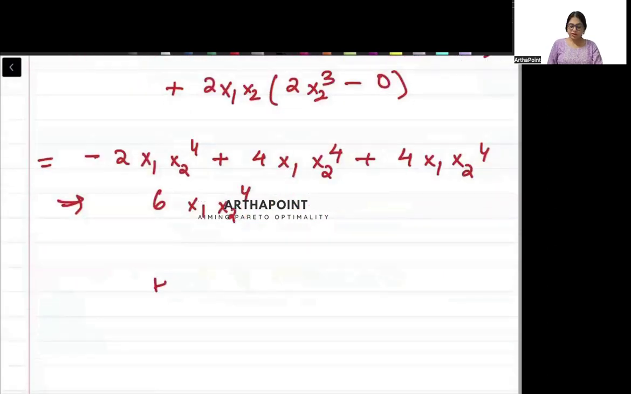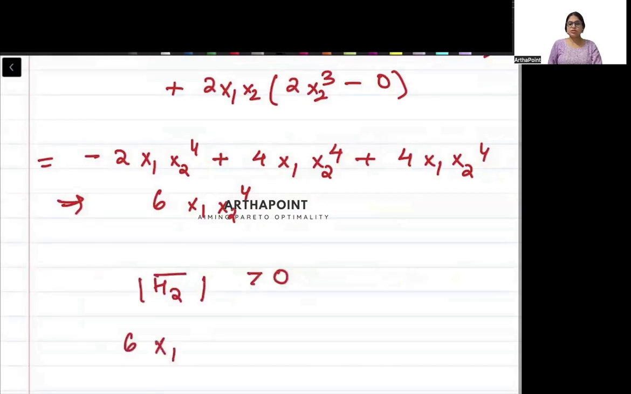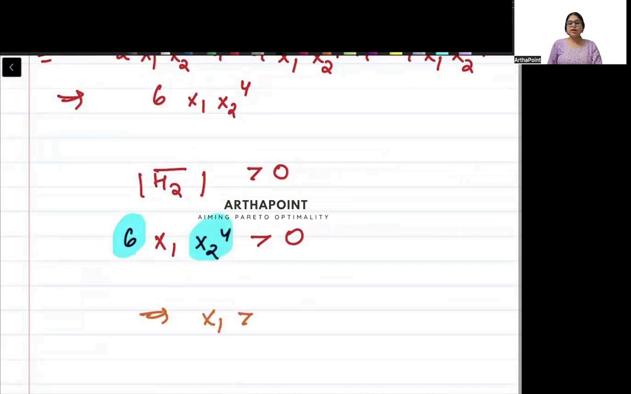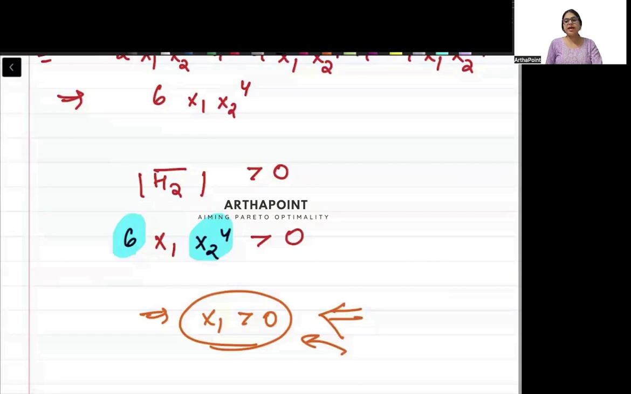Now it is quasi-concave if your Hessian matrix determinant is greater than 0. So 6x1x2 to the power 4 is greater than 0. 6 is already positive. Anything to the even power is already positive. So this is possible only as long as x1 is greater than 0. So it will be quasi-concave if x1 is greater than 0.